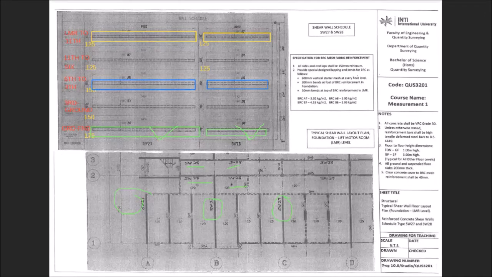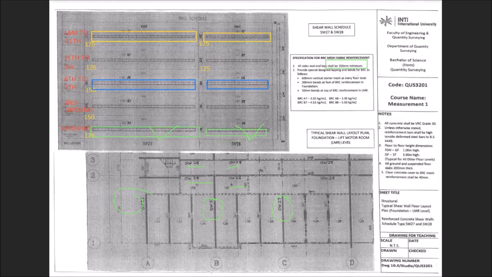Now let's look at the specification. From this specification, you have to read all the specification. All side and end laps shall be 150 mm minimum. This is the information that you have to write for the BRC mesh reinforcement. The information for the BRC mesh reinforcement that you have to write down is 150 mm side and end laps.